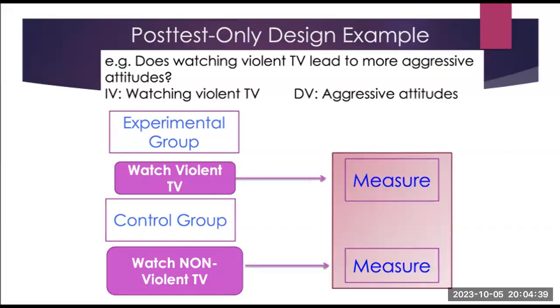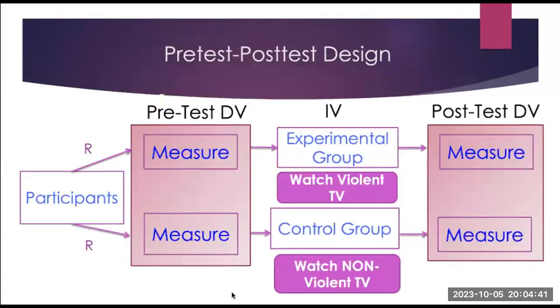A stronger design than this would be what we call a pre-test, post-test design. So you have your participants, you randomly assign them to control group and experimental group. Before you introduce the independent variable, you measure their aggression levels. In this way, you establish a baseline. You know already before anything else happens, what are their levels of aggression?